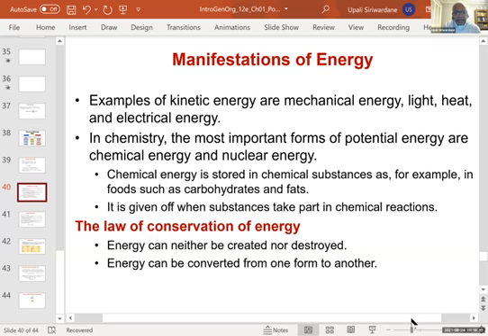One of the important things about energy is that it follows the law of conservation of energy: energy is neither created nor destroyed. That's one of the fundamental principles of energy. Like the law of conservation of mass for chemical reactions, the law of conservation of energy is a key idea in energy. Energy can be converted from one form to another.